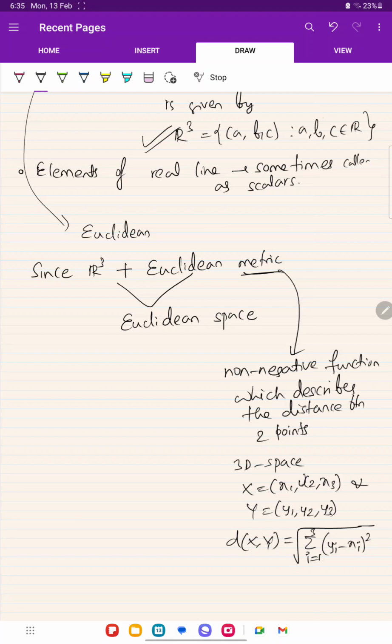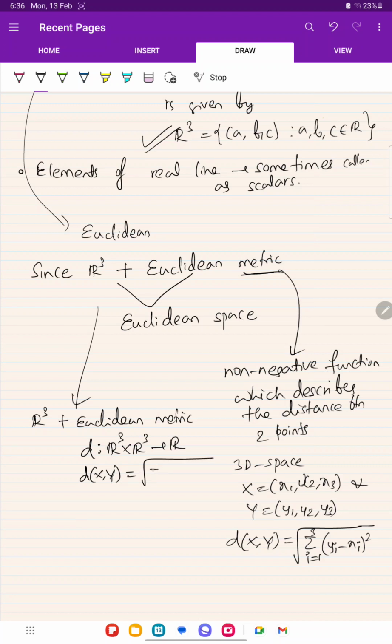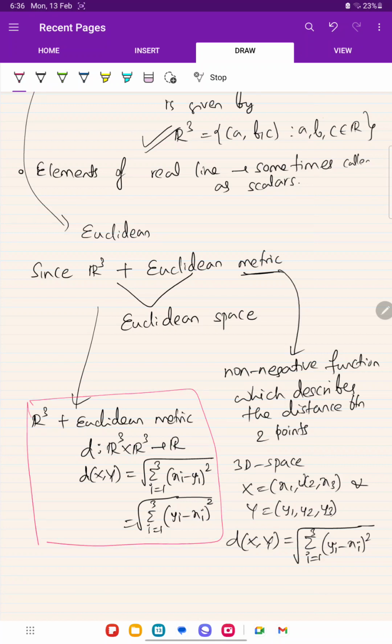Now the real space R3 together with the Euclidean metric involves the distance function d from R3 cross R3 to R, which is defined by d(x, y) equal to the square root of the summation from i equal to 1 to 3 of (xi minus yi) whole squared. So this is about Euclidean 3-space.